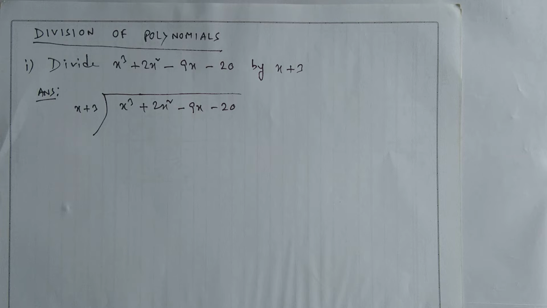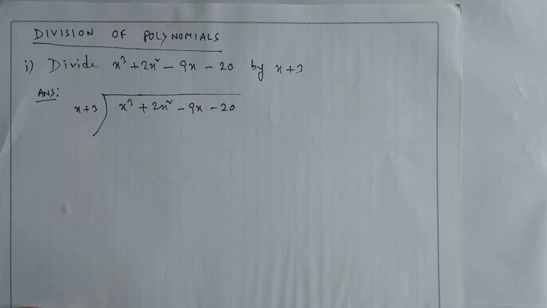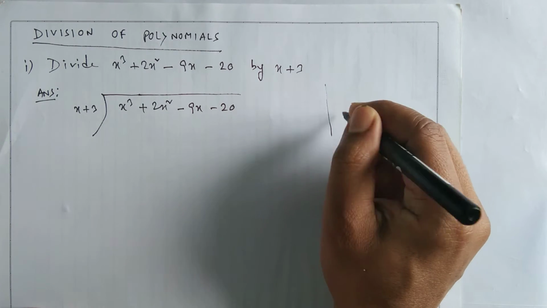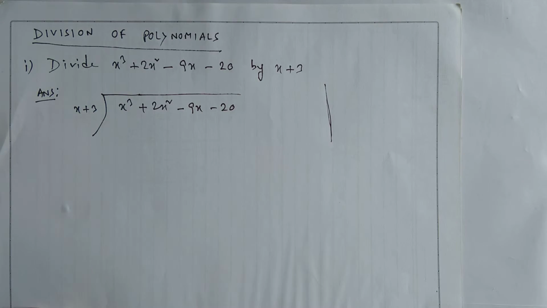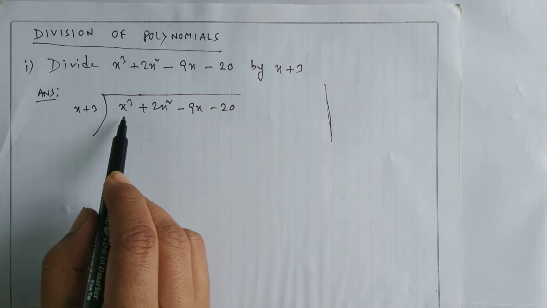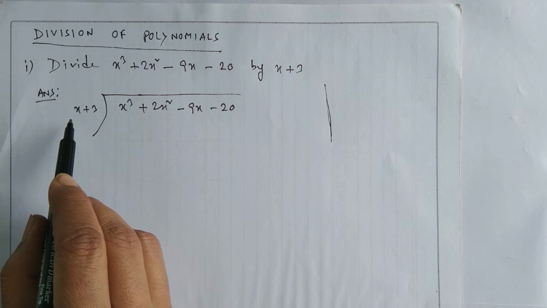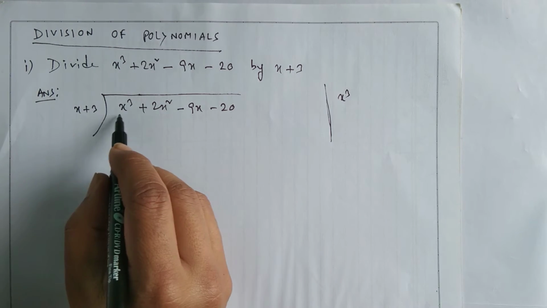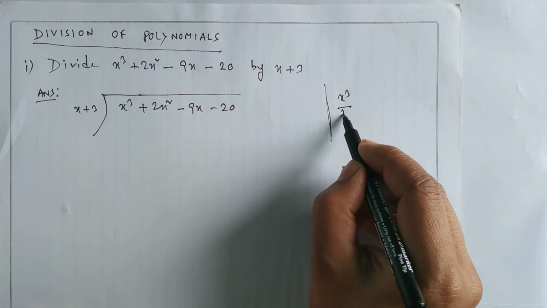Divide x cube plus 2x square minus 9x minus 20 by x plus 3. So we are going to divide a cubic polynomial, which is x cube plus 2x square minus 9x minus 20, by x plus 3. Now what I mentioned yesterday is, we have to see the first term in the dividend and the first term in the divisor. The first term in the dividend is x cube here and the first term in the divisor is x.